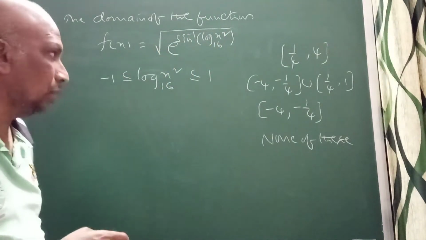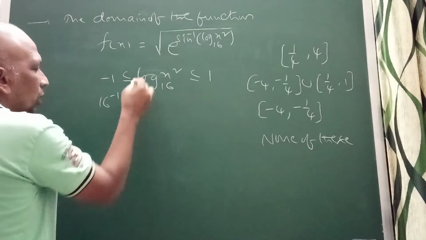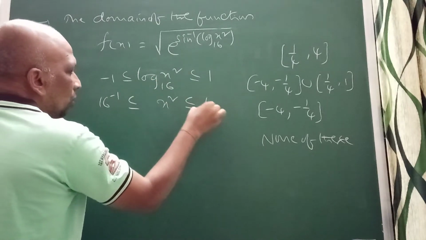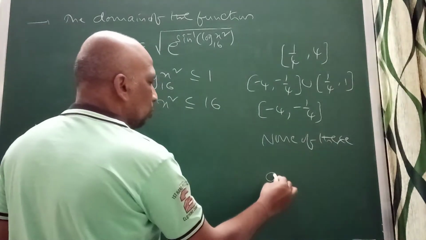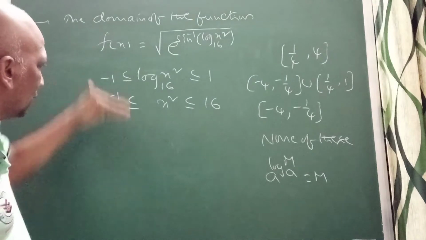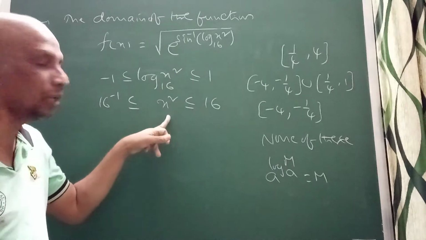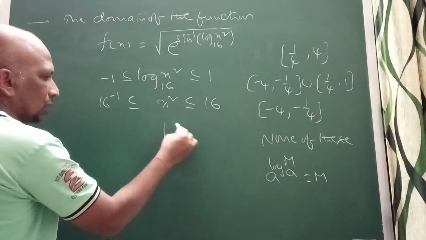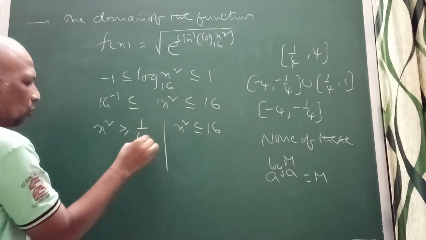To eliminate the logarithm, you can raise the power 16. So 16 power -1 will come, and x square less than or equal to 16, right? Raise the power 16. If you know the formula, a to the power of log m base a is equal to m, you can do that. So raising 16 power log of x square base 16, it will come x square. Now this is 1 by 16. So I will do two parts: x square less than or equal to 16, and x square greater than or equal to 1 by 16.